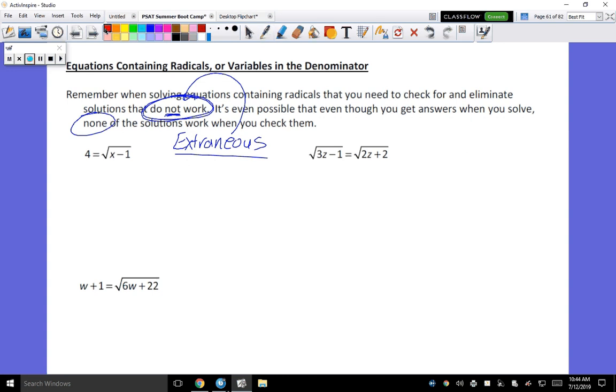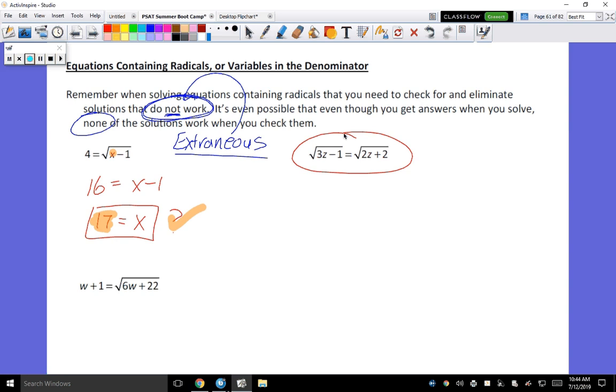Alright, here we go. Let's do the math. Let's get x alone. What do I do to both sides? Square. So I get 16 is x minus 1. So what's x? 17. Question you have to ask yourself is, does 17 work? So if I put this into my original problem where x is at, does it work, guys? Yes. So this is not extraneous. This is a legit solution. So this works. Let's go to our next one. What do I do? Square both sides.